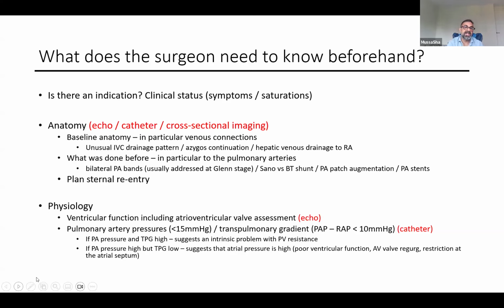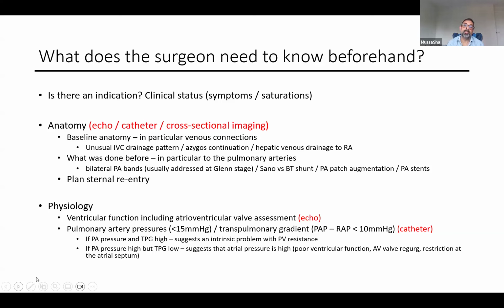You'll need to know the baseline anatomy, in particular as you'll be operating on the inferior vena cava. You need to understand the venous connections associated with the heart. So if there is an unusual IVC drainage pattern, for example, as I said, when you've got azygous continuity, that's an important bit of information that you need to know, because you won't be able to do a conventional Fontan operation if you don't have a conventional IVC connected to the right atrium.